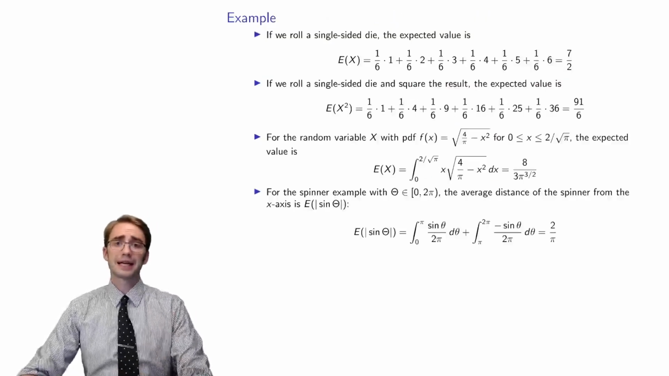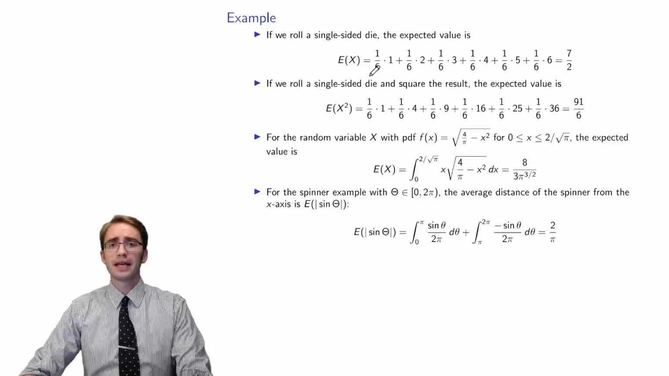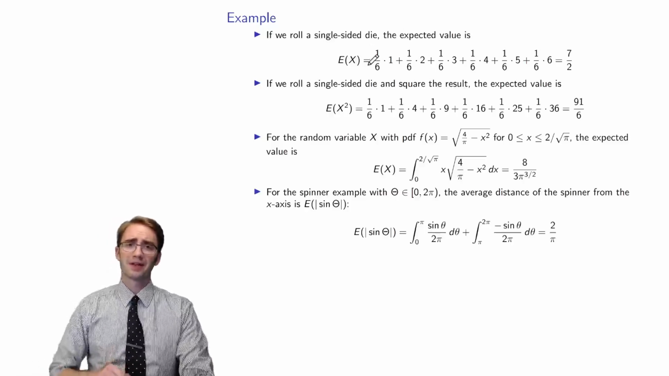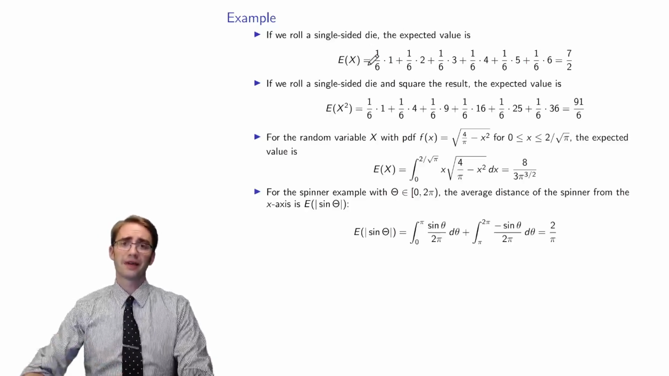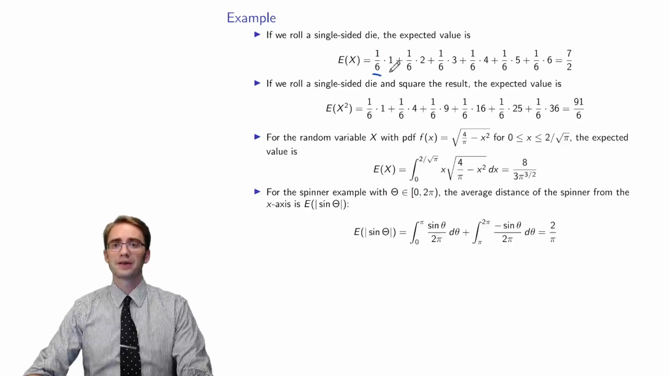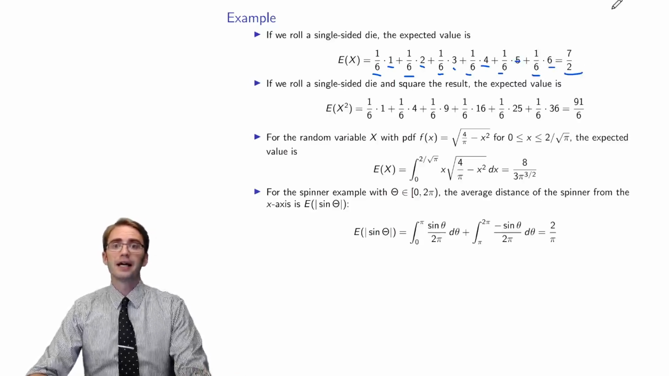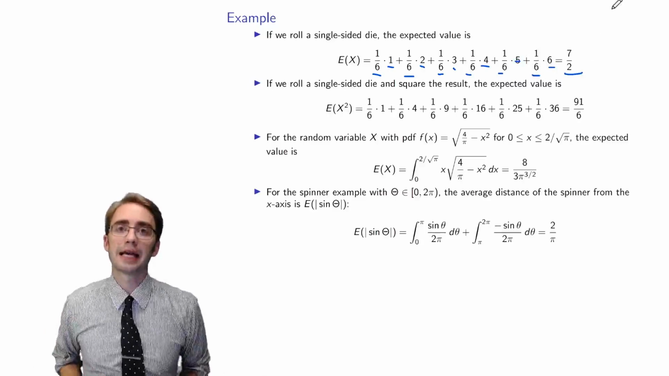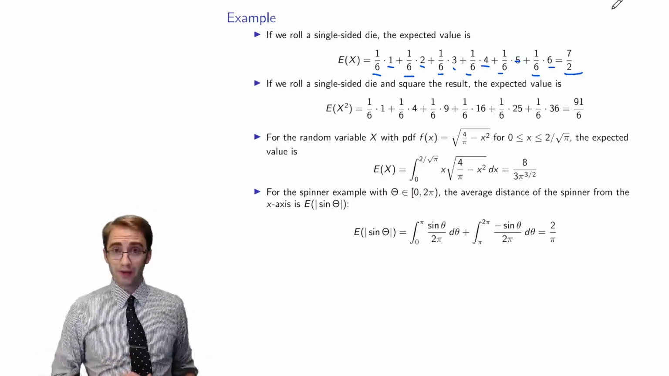So let's do some examples to make this a little more clear. If you roll a single six-sided die, the expected value is as follows. All of the outcomes on a die have an equal likelihood of happening. They're all 1/6. So I take 1/6 times 1 plus 1/6 times 2 plus 1/6 times 3 plus 1/6 times 4 plus 1/6 times 5 plus 1/6 times 6, which is 7/2. Okay, 3.5.